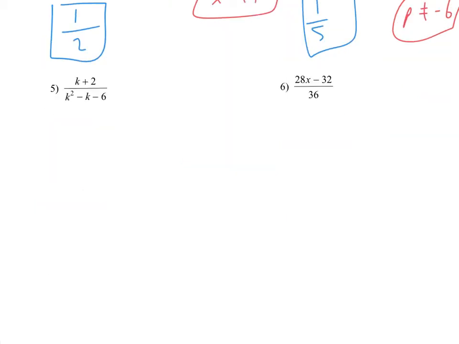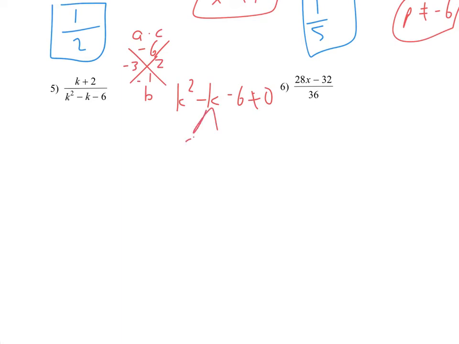Okay, number 5 here, I'm going to start off by doing the denominator cannot equal 0. Now in this case, this is going to require me to factor, okay? I was factoring before with the GCF, but now it's the diamond factor with the a times c up top and the b on bottom. So a is 1, c is -6, and then b is -1. So I have to think of two numbers that multiply to -6 and add to -1. So that's going to be -3 and +2.